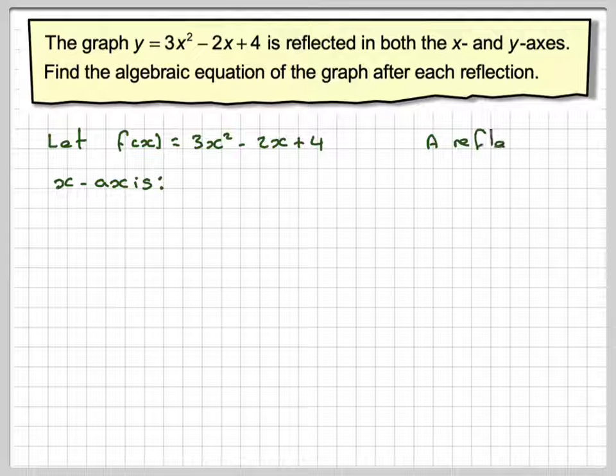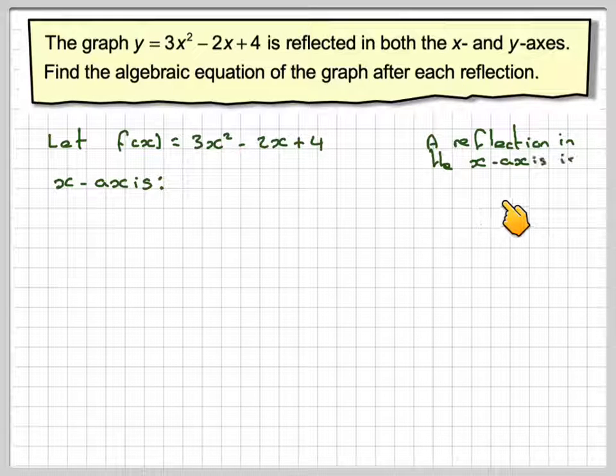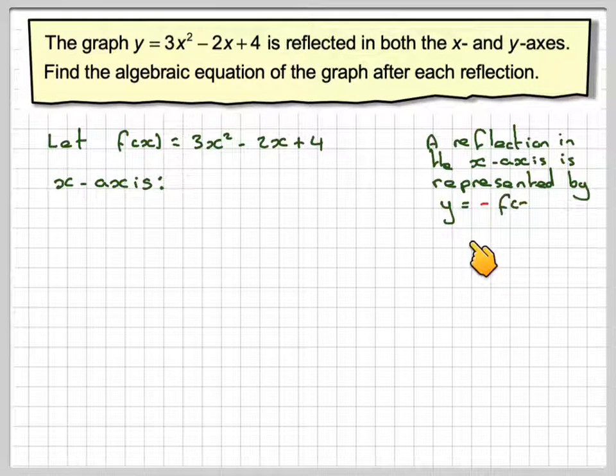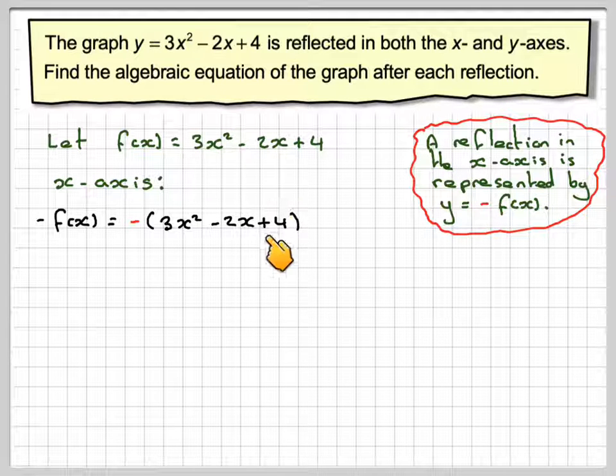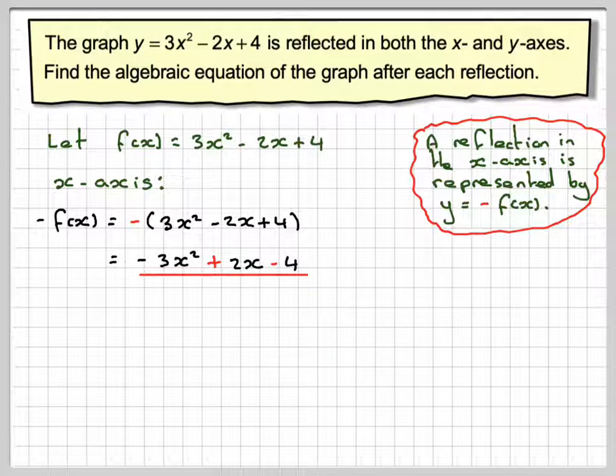x-axis. A reflection in the x-axis is represented by y is equal to minus f of x, if this is f of x. So if we now calculate y equals minus f of x, that means we need to put a minus sign in front of all that. So we put in a minus sign and we put down 3x squared minus 2x plus 4, close the bracket. And then all we need to do is take that minus sign into the bracket. So we get minus 3x squared plus 2x minus 4.